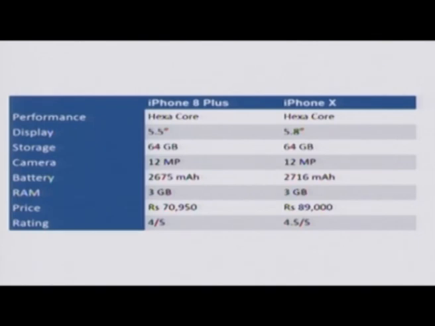So, let us look at some example. This is a table comparing two versions of iPhone, iPhone 8 plus and iPhone X, iPhone 10. So, your idea here is you want to compare both of these and then decide which one you want to buy. Here you need to compare only one iPhone model with another one. If you compare iPhone with some other brand, that comparison is again very different.